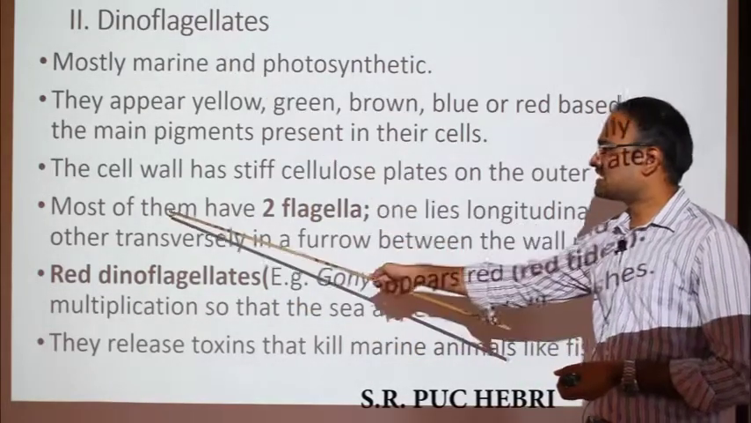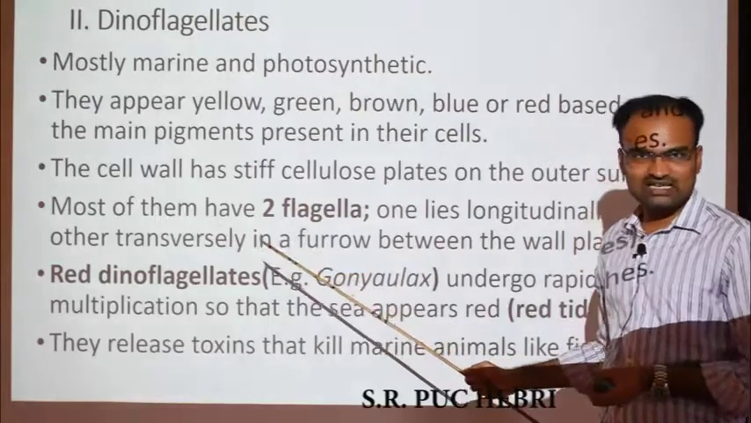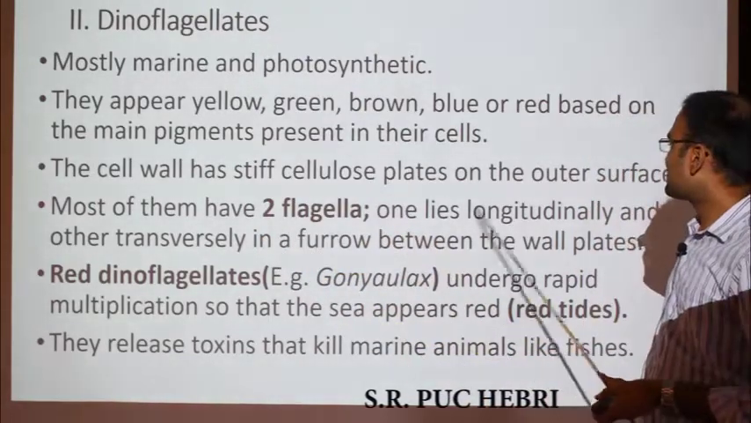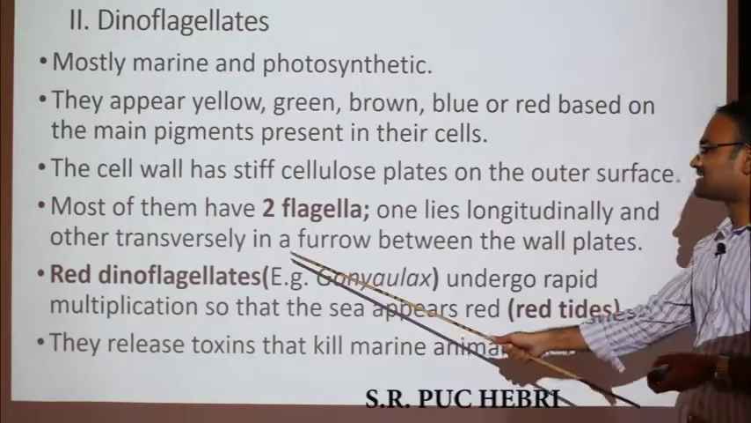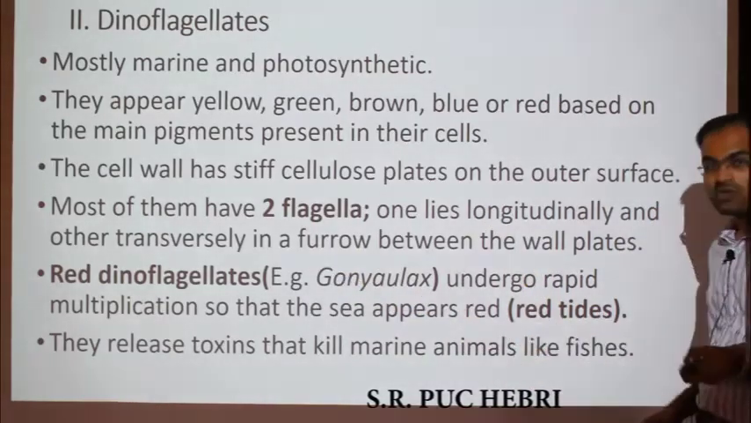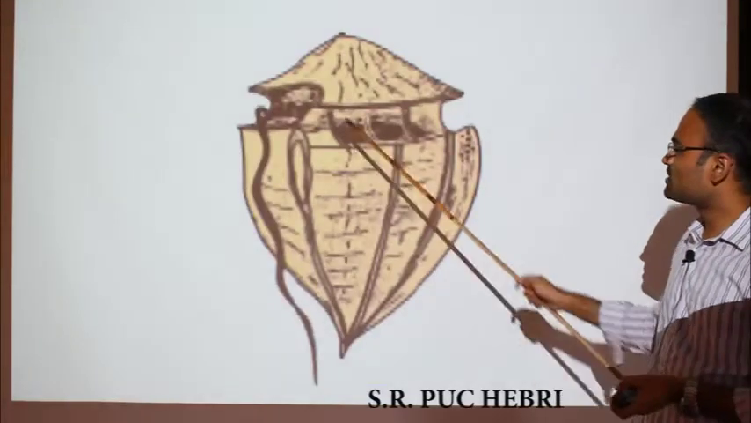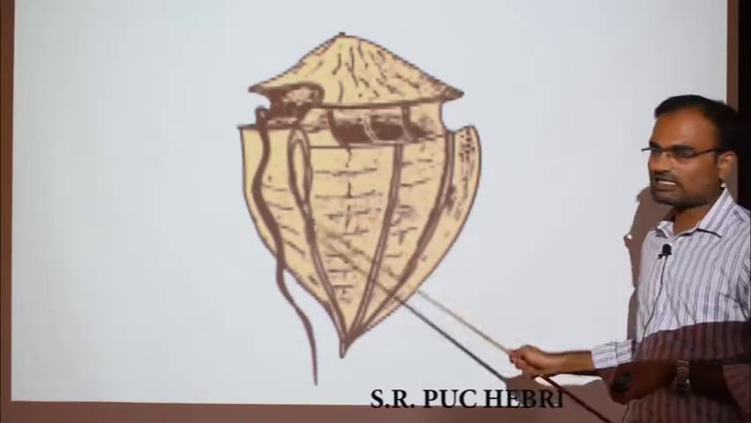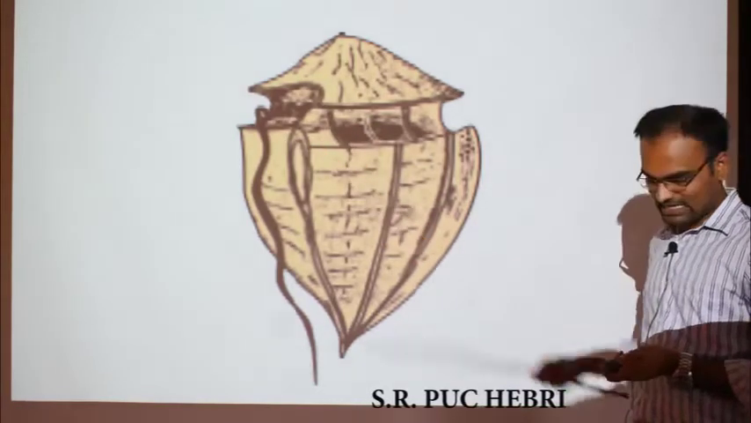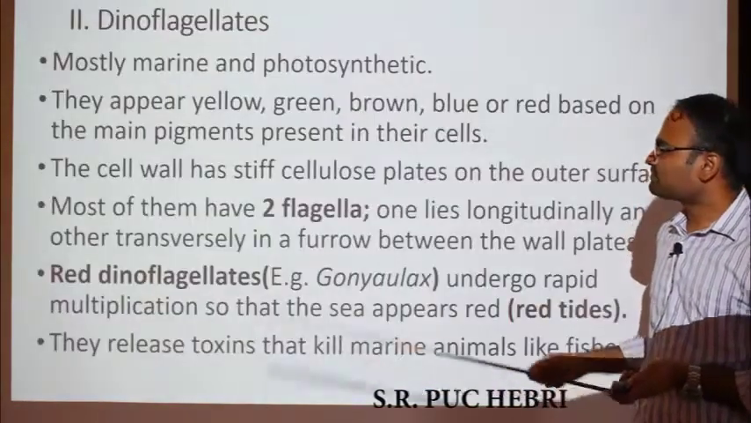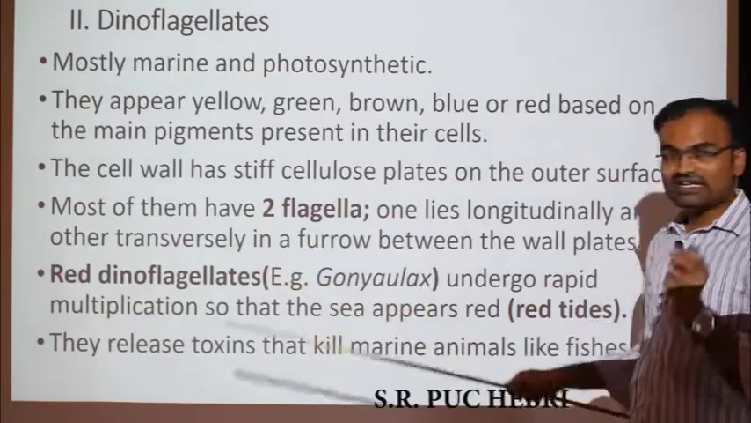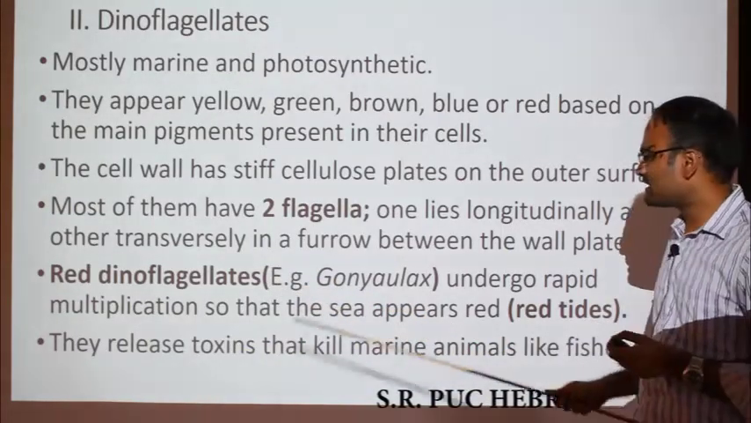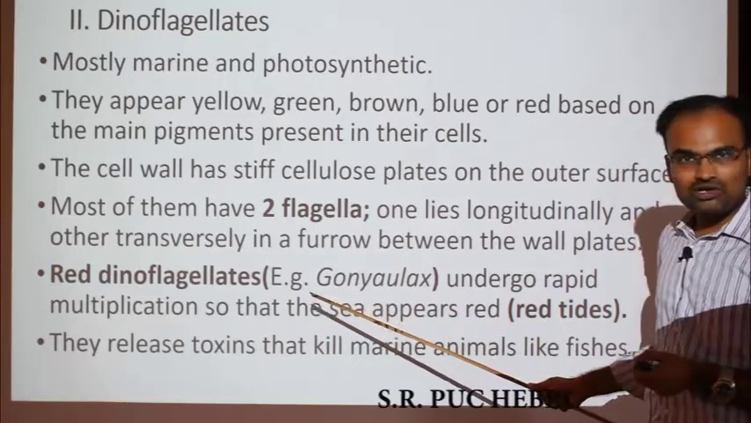As the name indicates, most of them have two flagella, as they are dinoflagellates. But what is their position? One lies longitudinally and the other transversely, in a furrow between the wall plates. In the diagram we can observe a red dinoflagellate where two flagella are present, one longitudinal and another transverse.